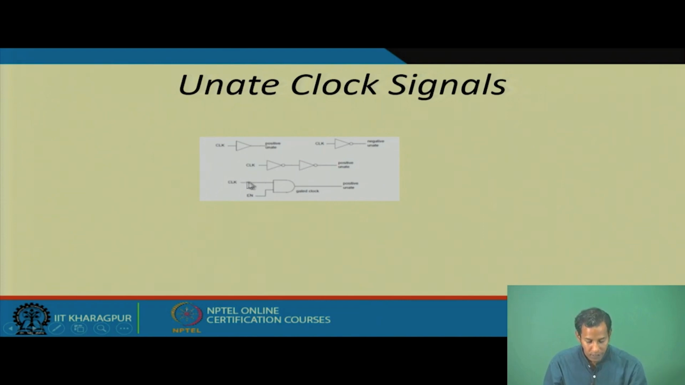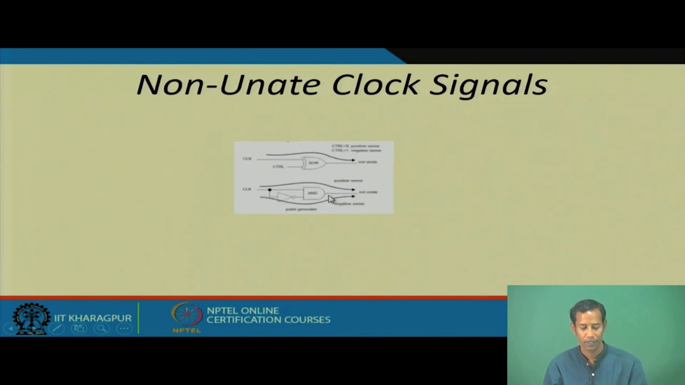Now, we have this clock with the enable signal ANDed in a gate, and it goes to the clock of all the corresponding sequential elements. When the enable is high, the clock signal will pass; otherwise, if the enable signal is low, the clock signal will be 0. So this clock source is used as a gated clock for low power design, and this is known as a positive unit.